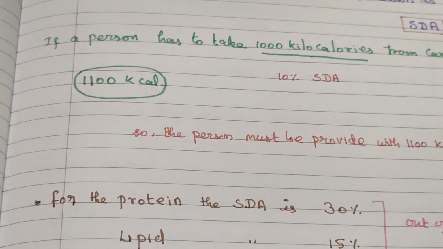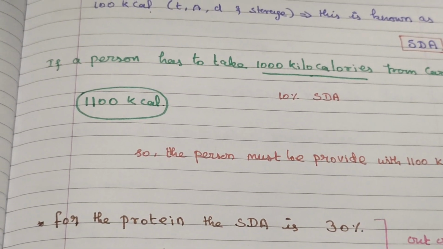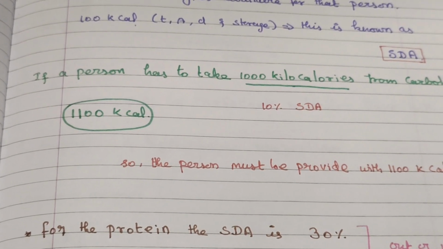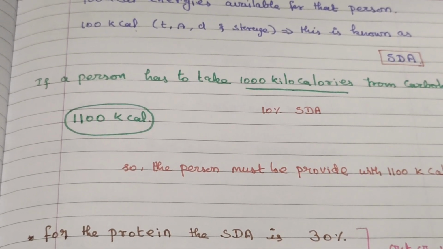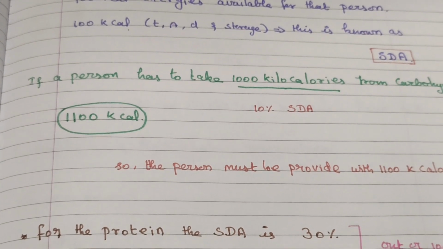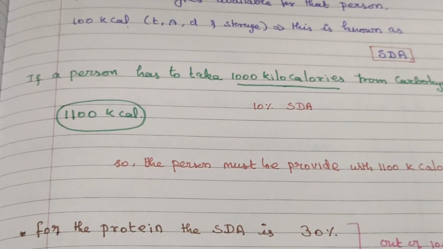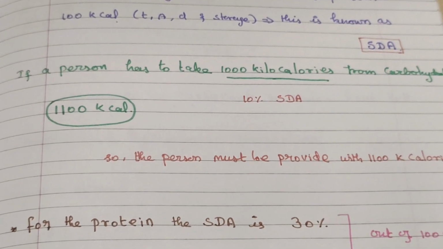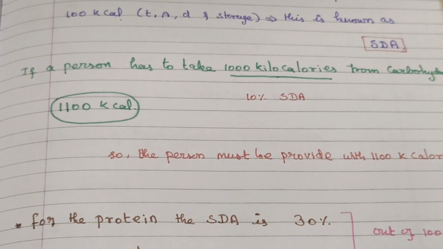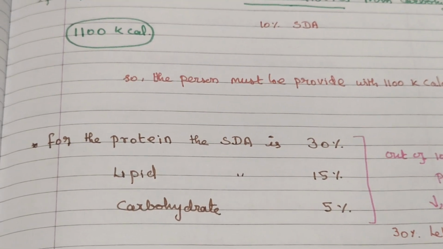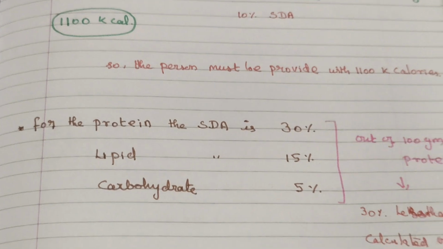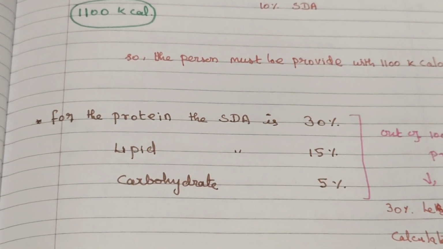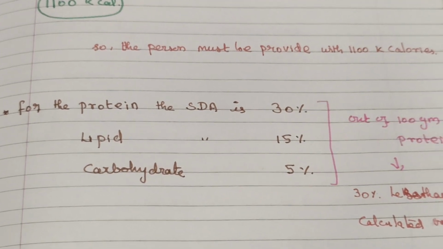If 10% is SDA, because a person is taking 1000 kilocalories, then that person must be supplied with 1100 kilocalories, because 10% is going to be specific dynamic action. Now, for example, for protein, the SDA is 30%. For lipid, SDA is 15%, and for carbohydrate, SDA is 5%.